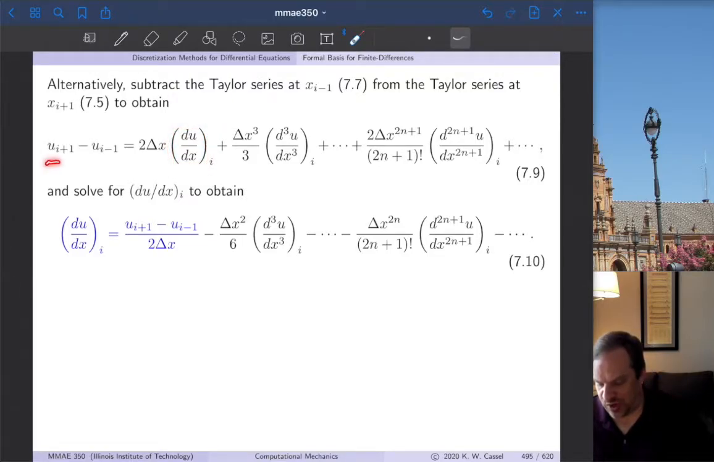So now I'm going to have u sub i plus 1 minus u sub i minus 1 divided by 2 delta x, so that's what you see right here, and that's du dx. The next term, again, I divided by 2 delta x, so that becomes minus delta x squared. It was delta x cubed, now it's delta x squared over 6. It was 3 times 2. And then again, for the rest of the terms.